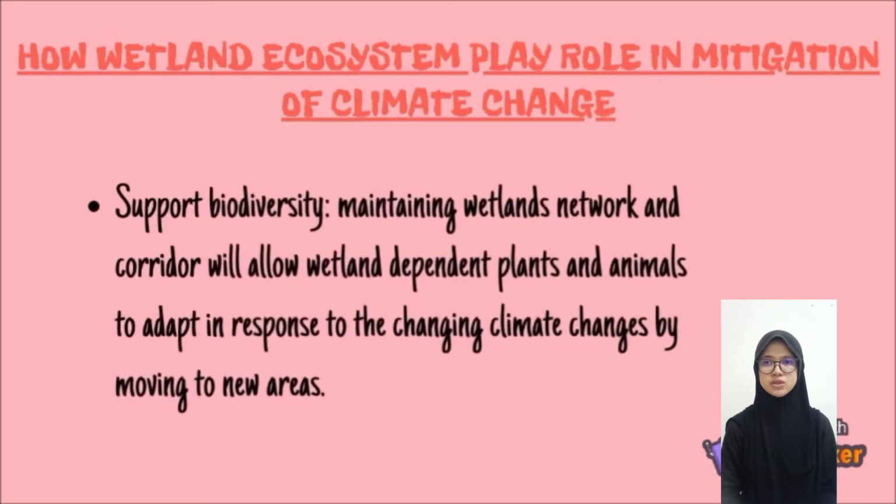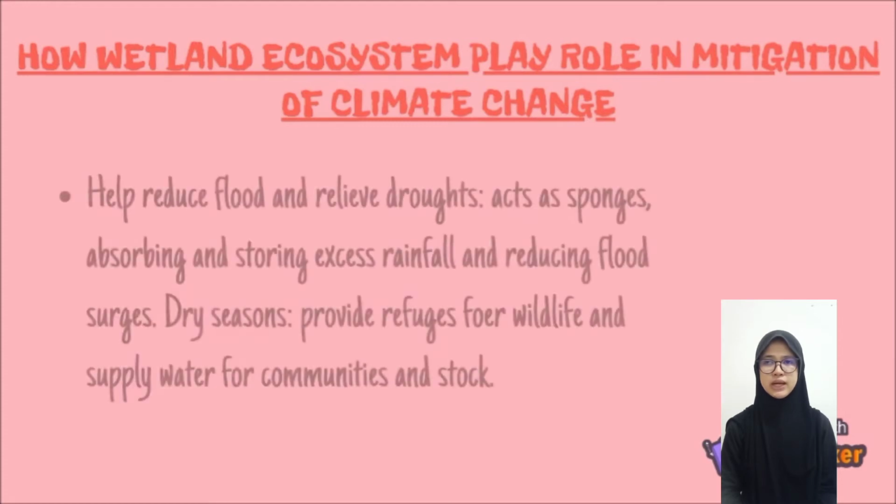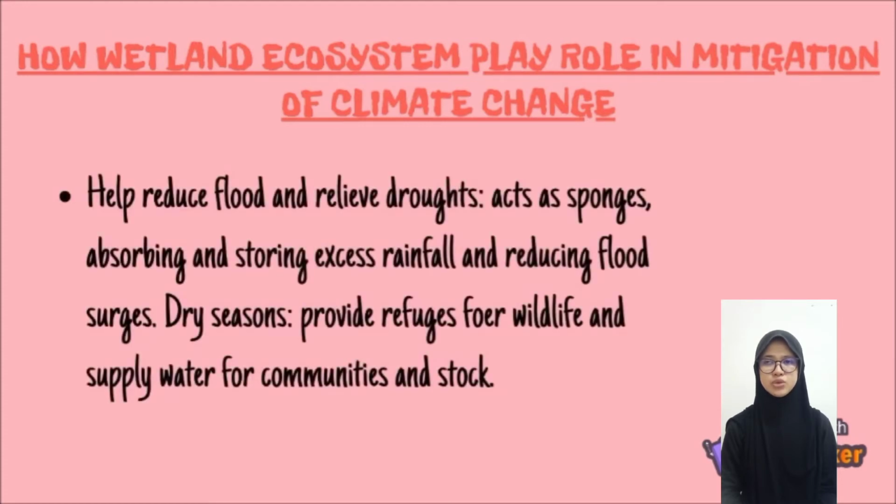Wetland ecosystems also help support biodiversity. Maintaining the wetland network and corridors will allow wetland-dependent animals and plants to adapt in response to climate change by moving to new areas. Lastly, they play a role in reducing floods and relieving drought.